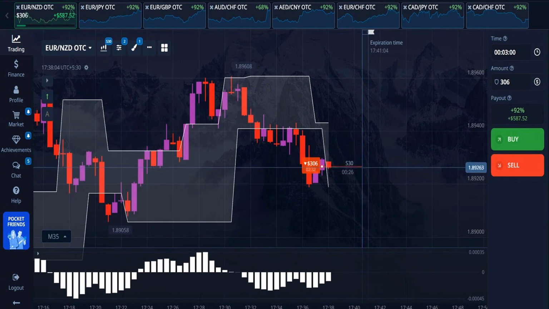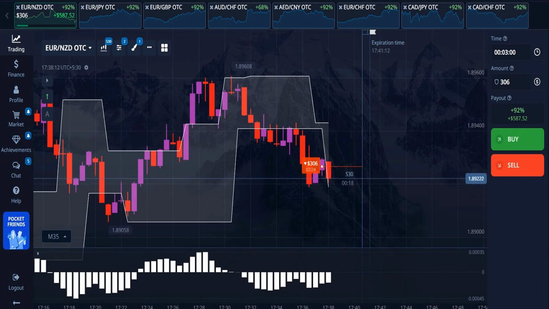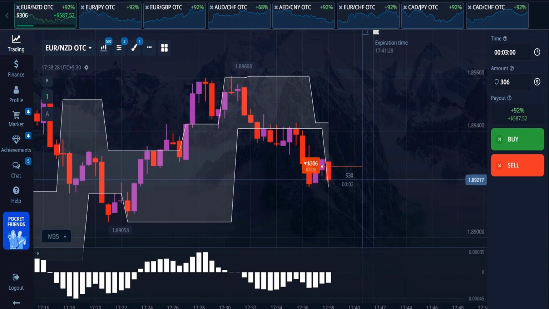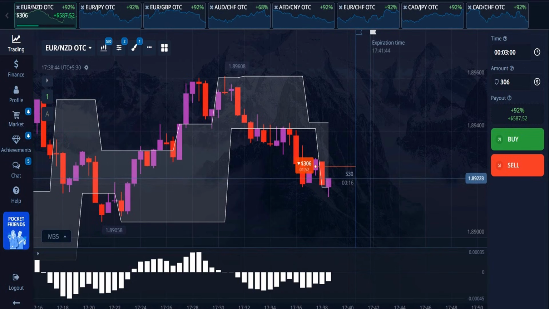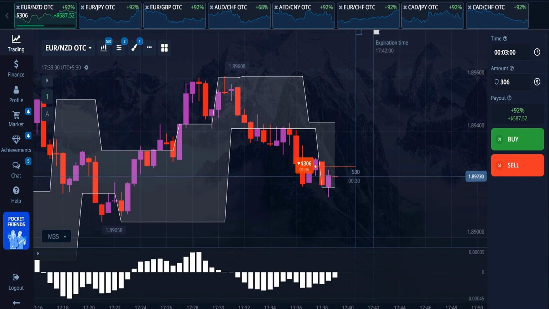Final tips before you go: always practice on a demo account before trading with real money. Stick to the rules. Only trade when both indicators give clear confirmation. And most importantly, manage your risk wisely. Never invest more than you can afford to lose.